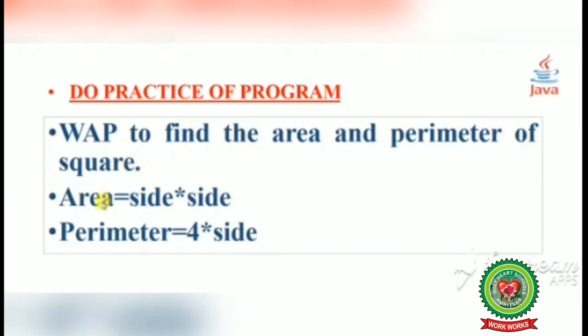So students, this way you can create one more program to find the area and perimeter of square. Area of square is equal to side into side, the value of side you will input, and perimeter of square is equal to 4 into side.